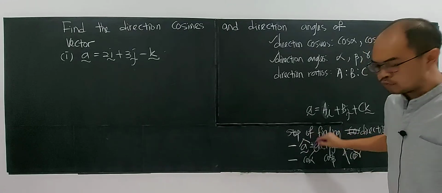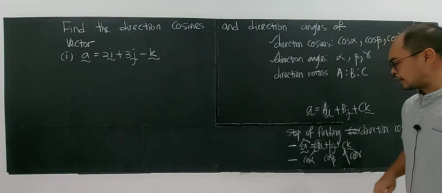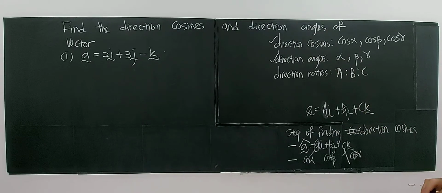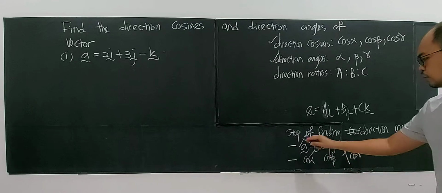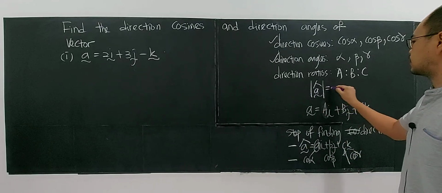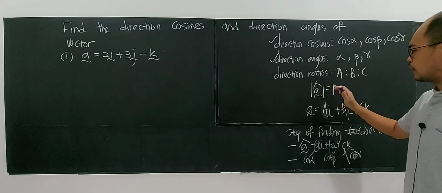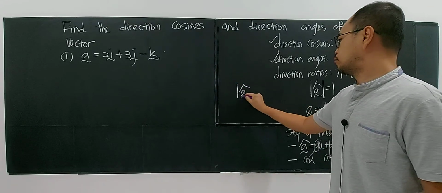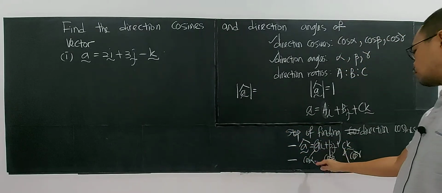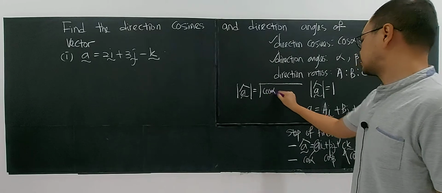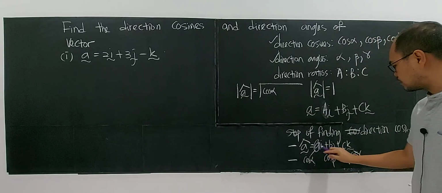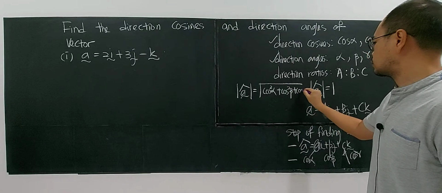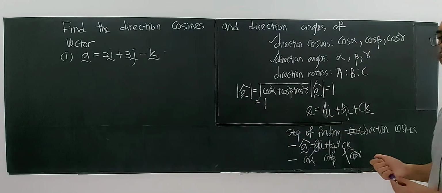But you must find the unit vector, which I already described when I discussed the theory about direction cosine and direction angle. One more thing: a unit vector always has a magnitude of 1 unit. So the magnitude of a unit vector is 1, which means the square root of cos square alpha plus cos square beta plus cos square gamma gives you 1 unit.